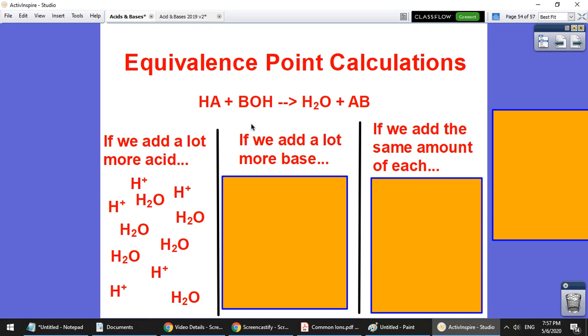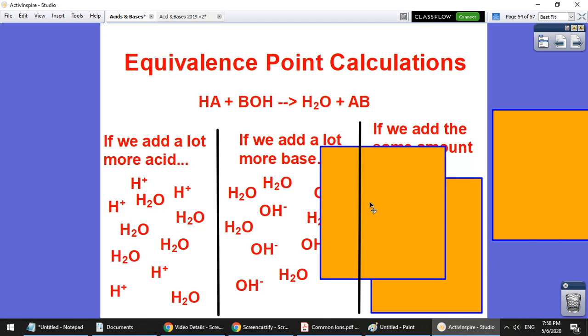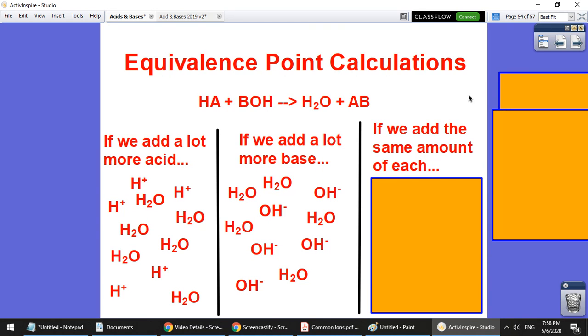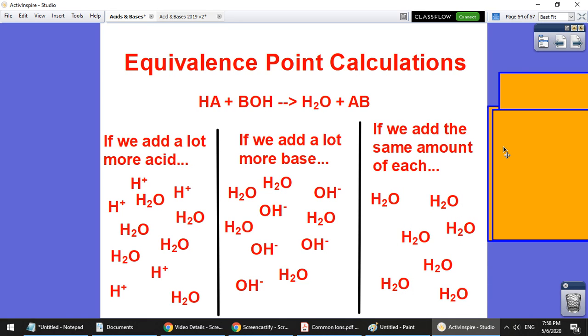What about if we add a lot more base? What would you expect to see? Well, since there's a lot more OH's, all the H's are going to be able to react and make water, and there'll be excess OH's. So we'll see something like this. But what about if we add about the same amount of acid and base? Well, if there's the same number of H's and OH's, then every H and every OH is going to react to make water. And we're just going to have water and no H's and no OH's.